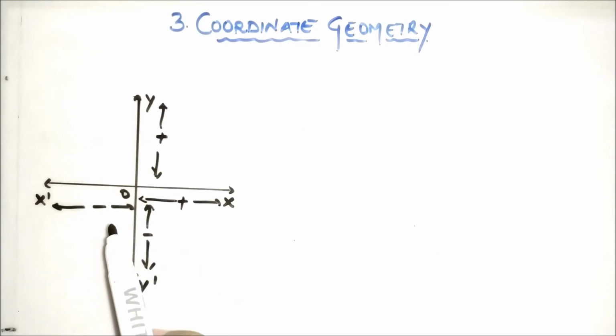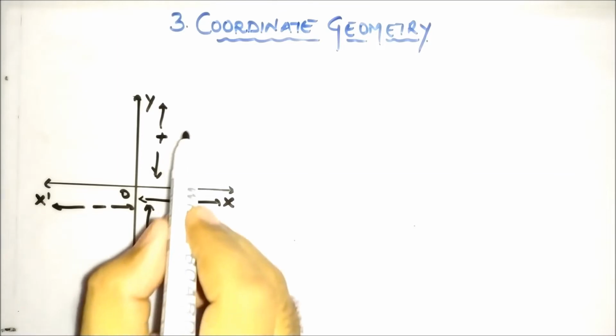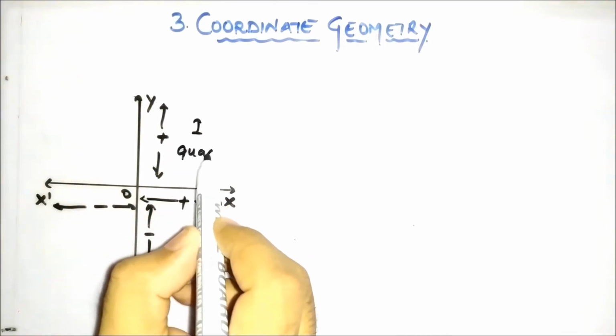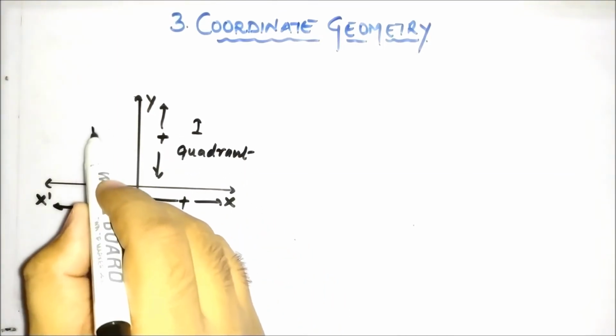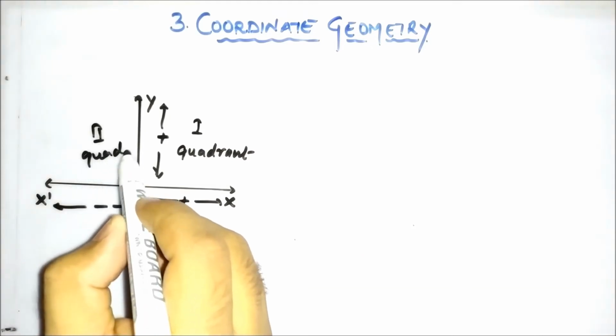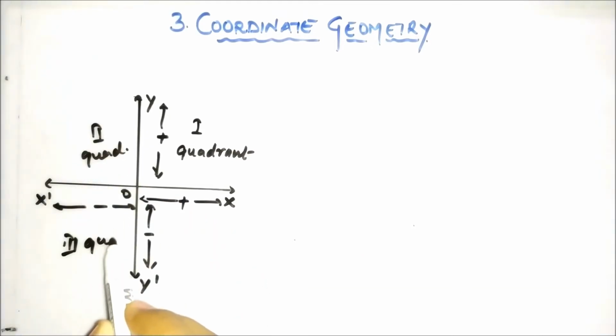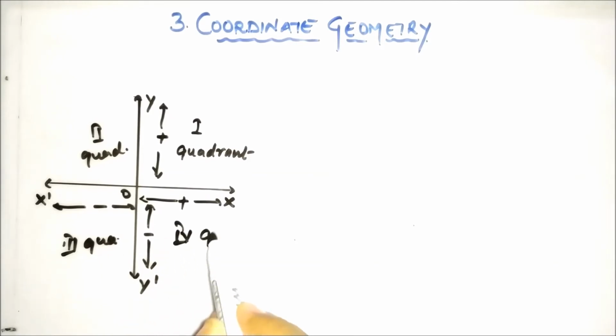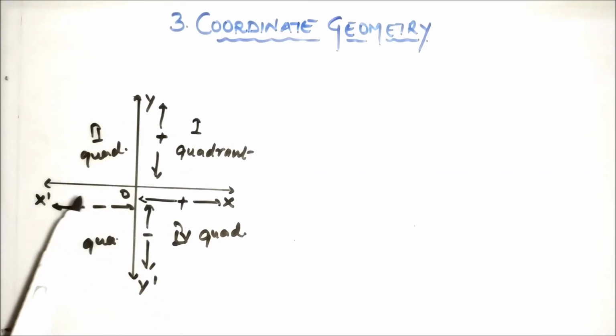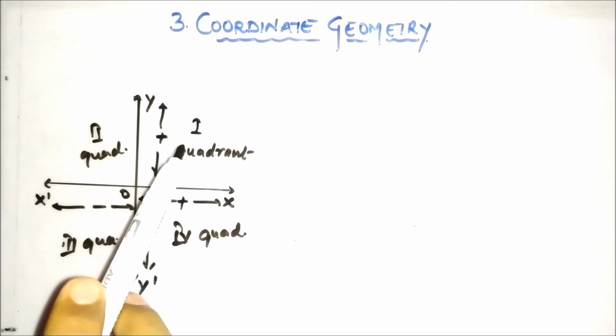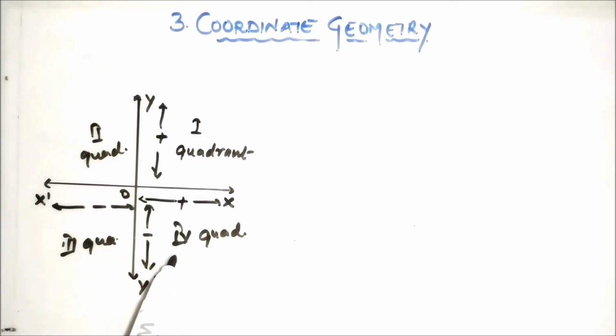Now these two axes divide the coordinate plane into 4 quadrants. This is the first quadrant, this is the second quadrant, this is the third quadrant, and this is the fourth quadrant. You have to number them like this only. This will remain first all the time, this is second, this is third, and this is fourth. It is very important to know that the quadrants are in this position only.